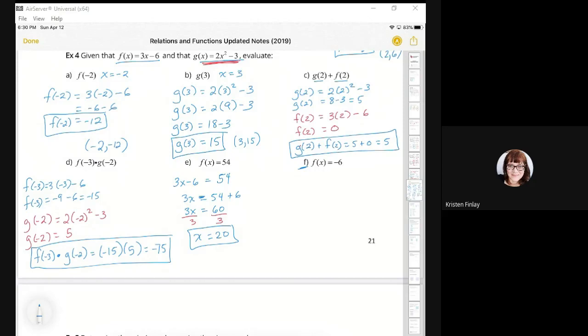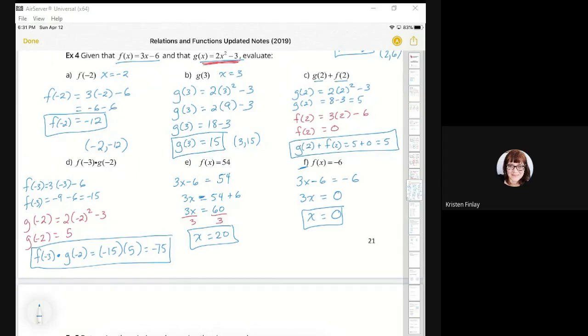All right, so we have f of x is equal to negative 6. So we have 3x minus 6 equals negative 6. So 3x is equal to, when I move this negative 6 over, it becomes negative 6 plus 6, so it equals 0. Well, x has to be equal to 0 then, because to get a 0 answer, the only thing I can multiply 3 by to get 0 is 0.